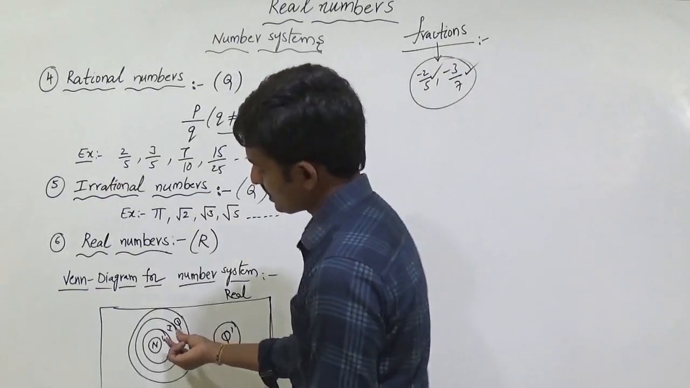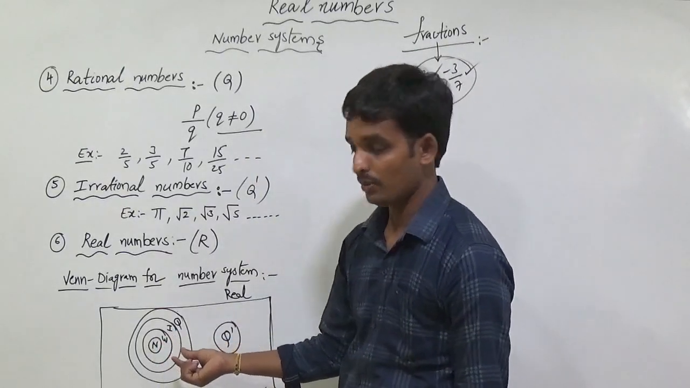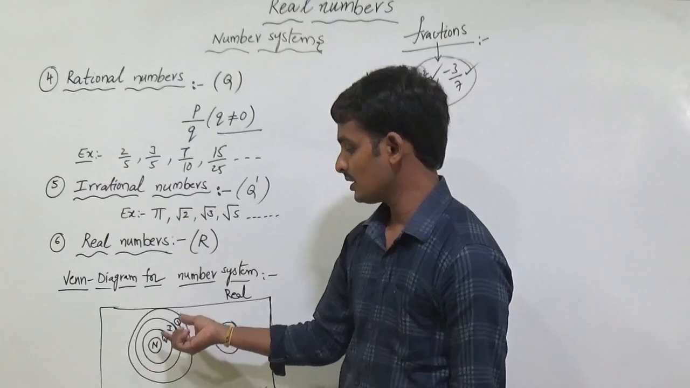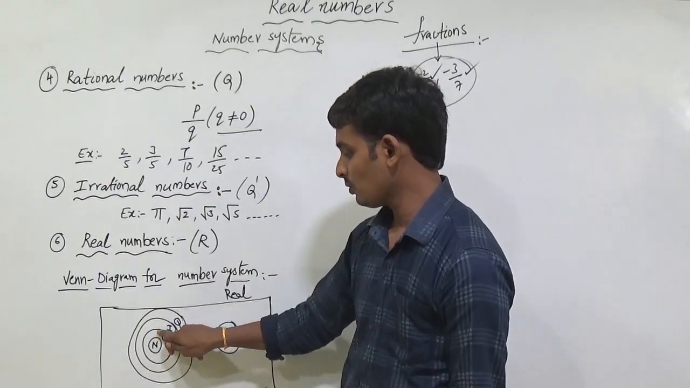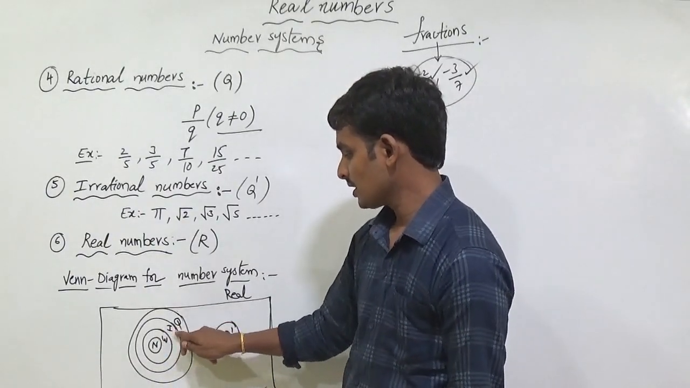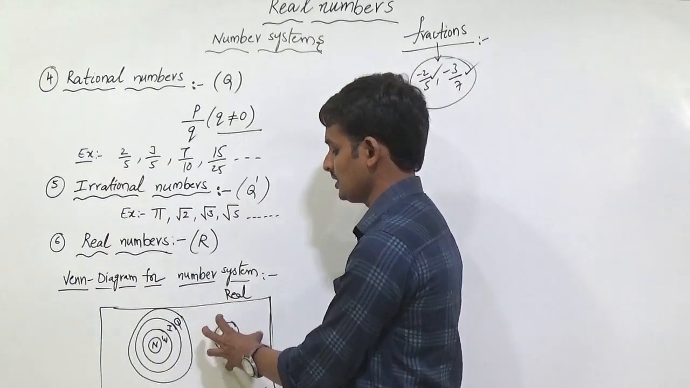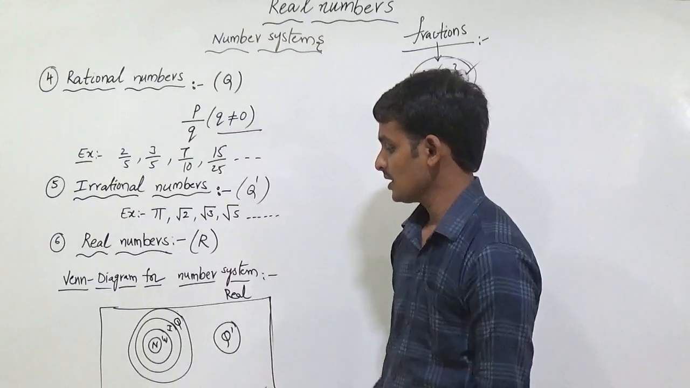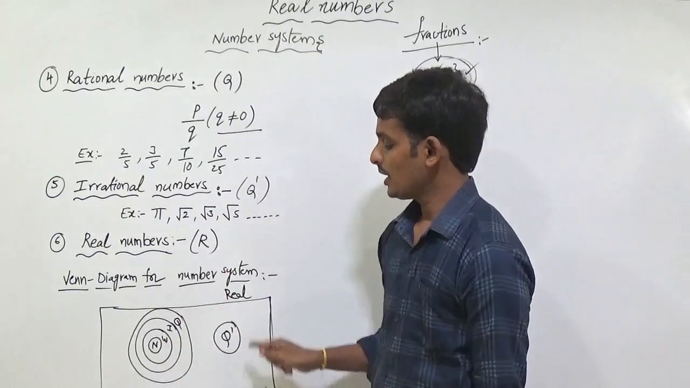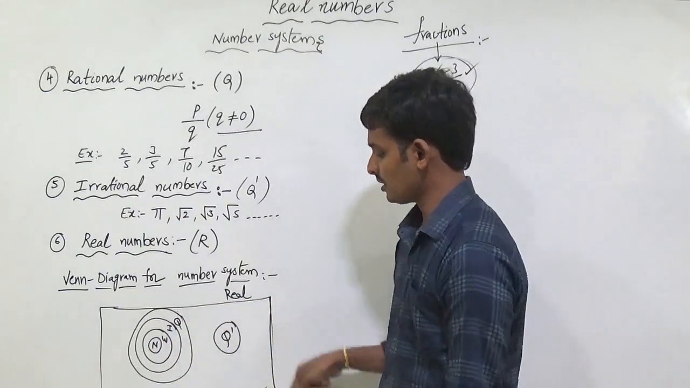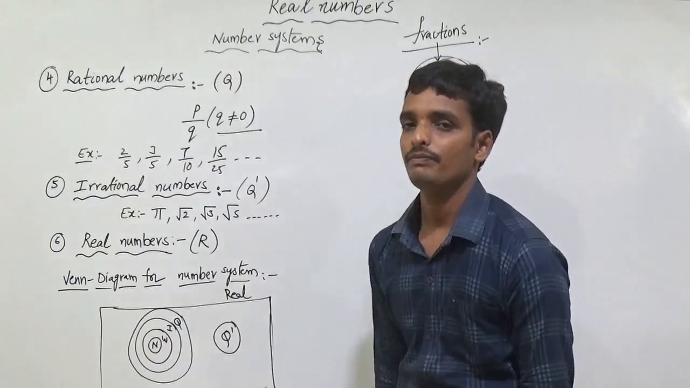The small box is rational, the small circle is natural numbers. All natural numbers are whole numbers. All whole numbers are integers. All integers are rational numbers. And the outside is Q dash, irrational numbers. The set of rational numbers and irrational numbers are called real numbers.